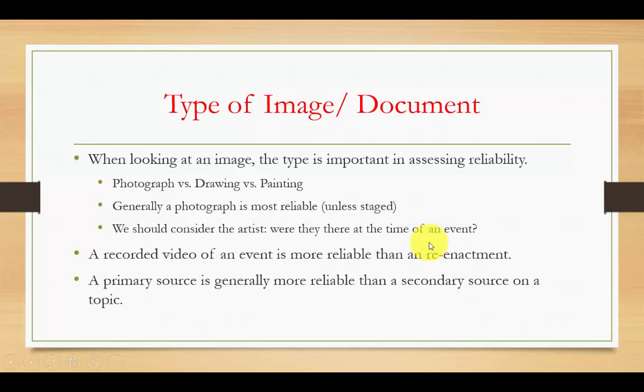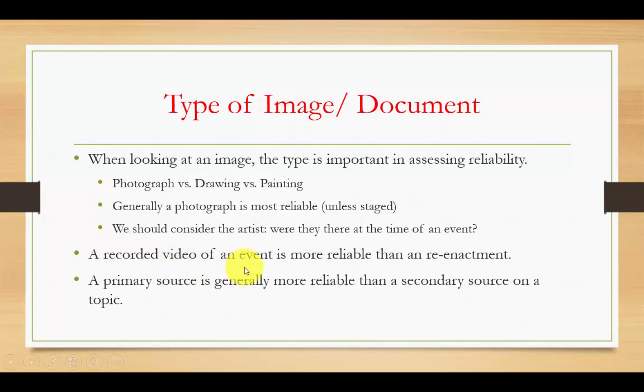We should also consider the artist. Where were they at the time of the event? If looking at a drawing, was the artist there, or were they analyzing other primary sources and then creating something, so that art might then be a secondary source? So it is important to think about who the creator is as well.